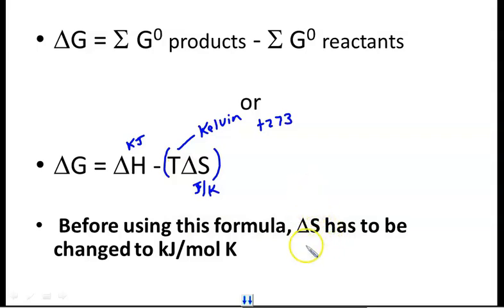So what that means is, before you do this problem, you need to divide by 1,000 to get your joules into kilojoules, because you're going from a smaller unit to a larger unit. So you'll calculate the S, the sum of the products minus the sum of the reactants, and before you use this equation, you'll divide by 1,000 before you subtract them. Alright, so let's do one of those.